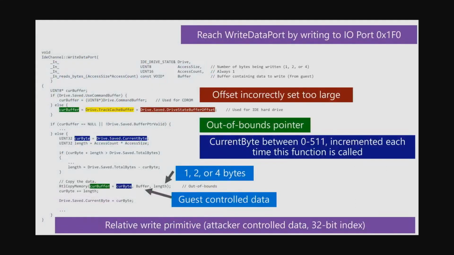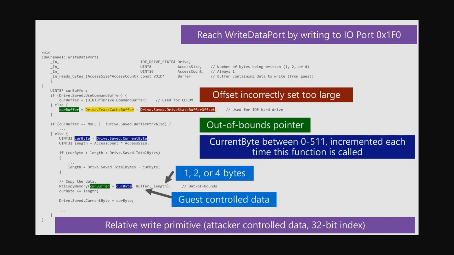If we look at the functions that are actually involved, and this is probably too small to read, but I'm just going to talk through it, and you can reference the slide later if you want to. There's this function inside the emulated storage component, and it's called write data port. And this function has a couple of key variables. It has the track cache buffer, which is this pointer. It has the drive state buffer offset, which is this value that we can increment to be out of bounds.